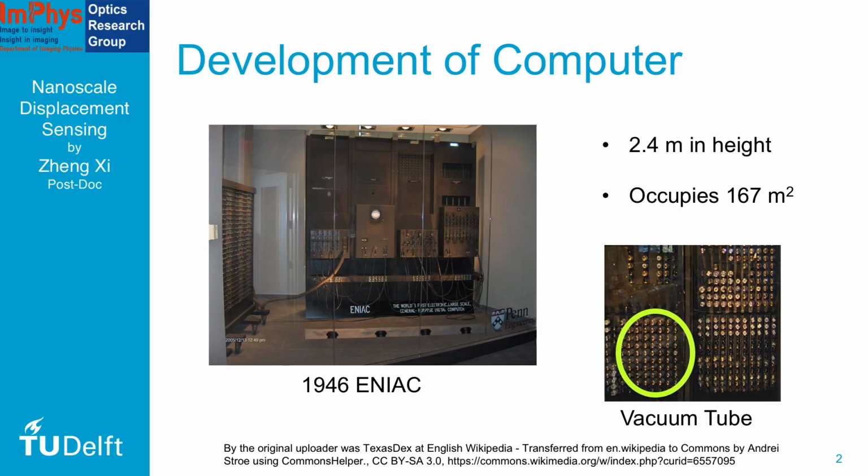What you see here is the image of the first computer, ENIAC. This giant is about 2.4 meters high, and it occupies more than 160 square meters. The basic computing element of ENIAC is called a vacuum tube. It is hard to imagine people in the 40s.